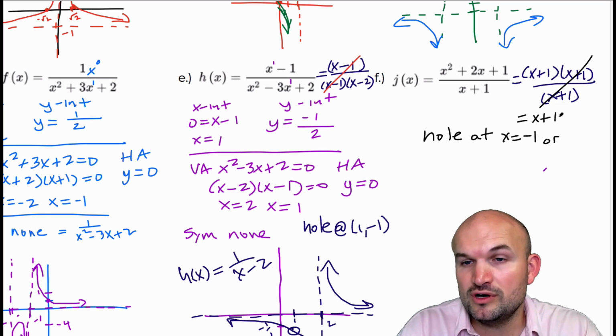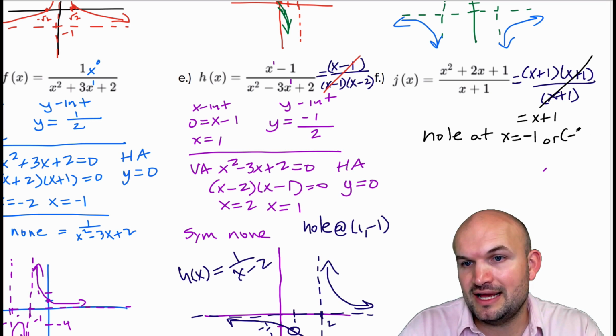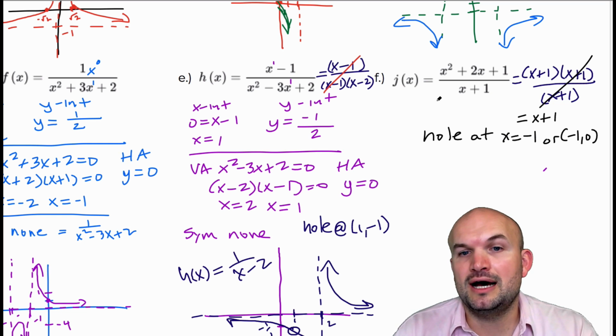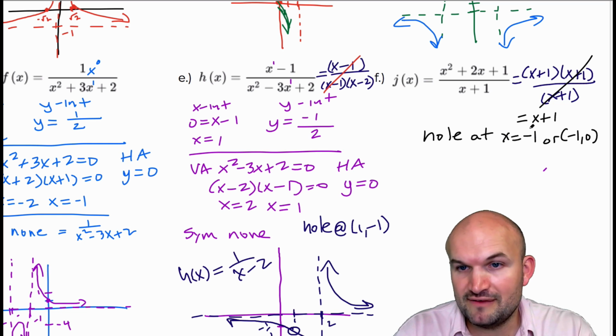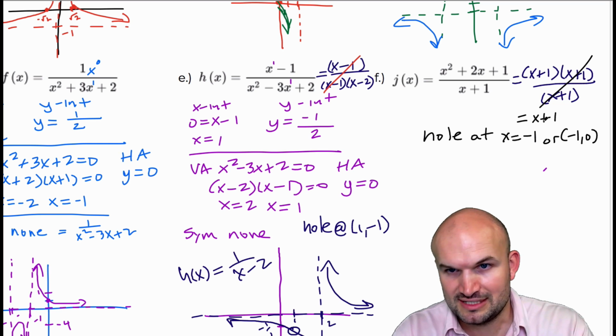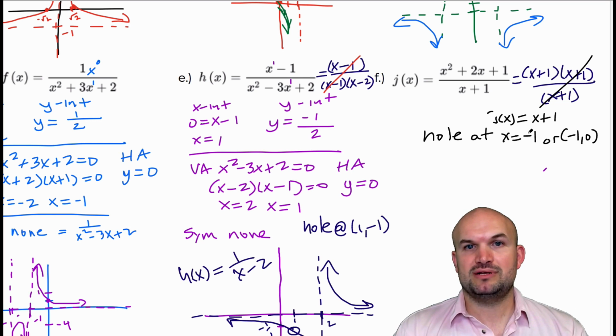Or we could write that as a coordinate point. By plugging in a -1, I can see I'm going to get the point -1, 0. Okay? So if I notice, here's my equation, I'm not going to have a vertical asymptote. I'm not going to have any horizontal asymptotes. My equation is just a linear line, x plus 1.